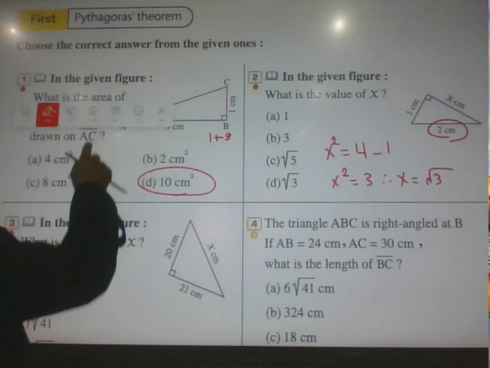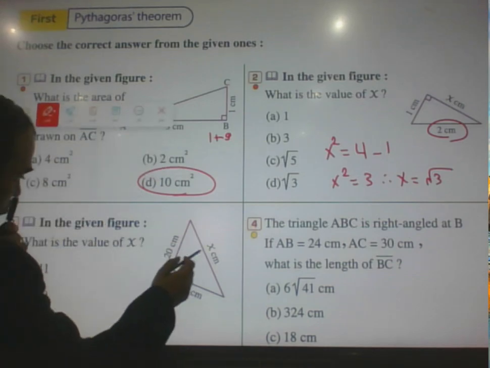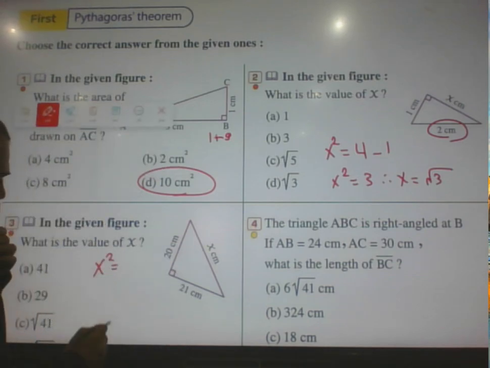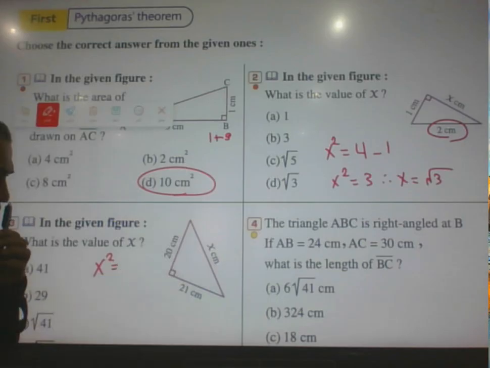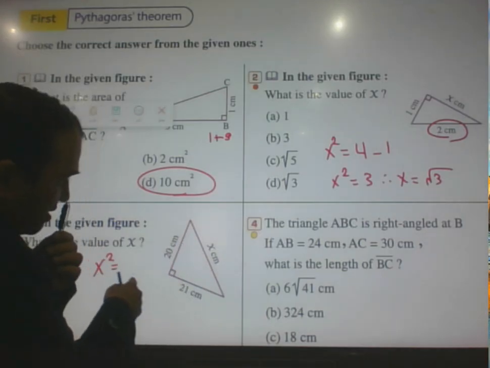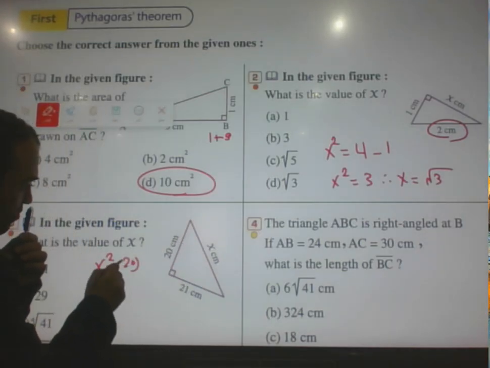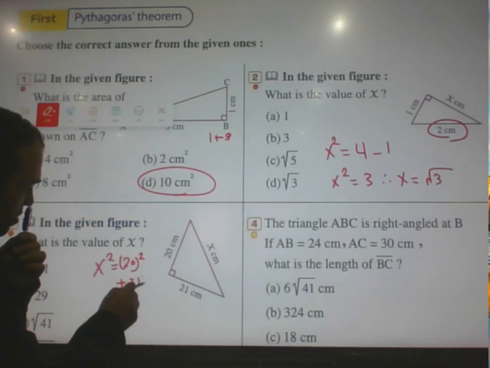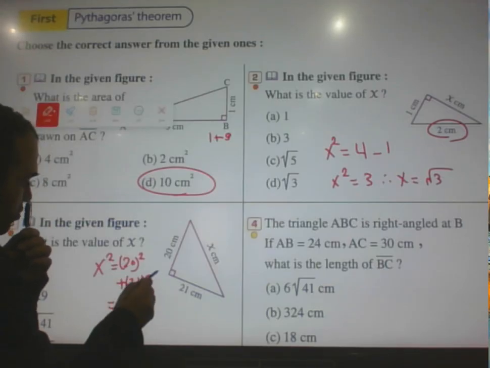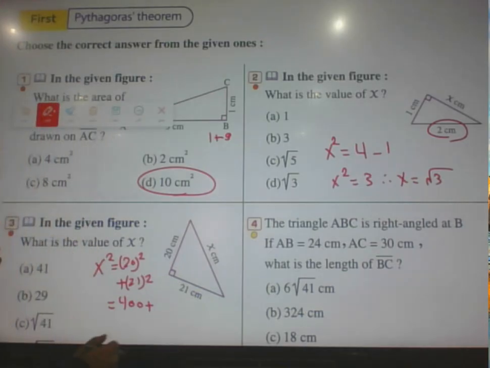Next question down here is a given figure. You want to find the value of x. We can find x power 2 from the Pythagorean theorem. We can raise the hypotenuse power 2 because this side is opposite angle 90 degrees. And x power 2 equal 20 power 2 plus 21 power 2. 20 power 2, it will be 400. 21 power 2, 21 times 21.